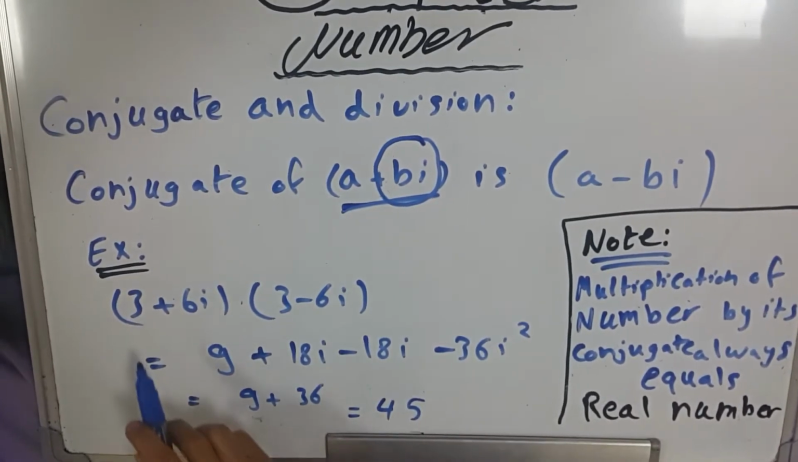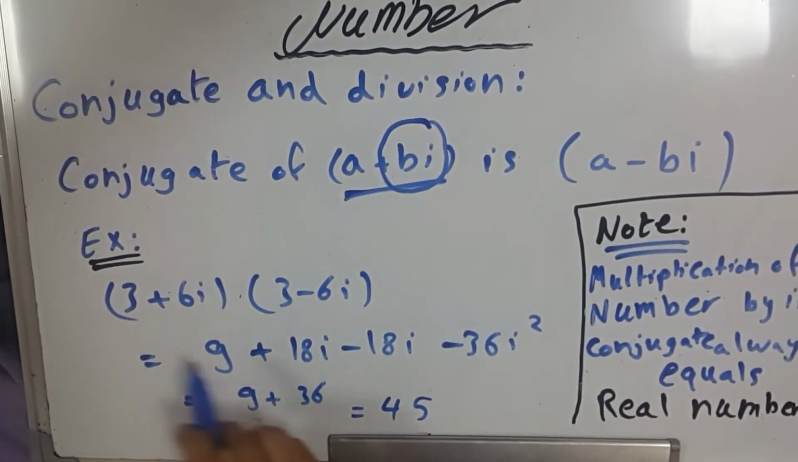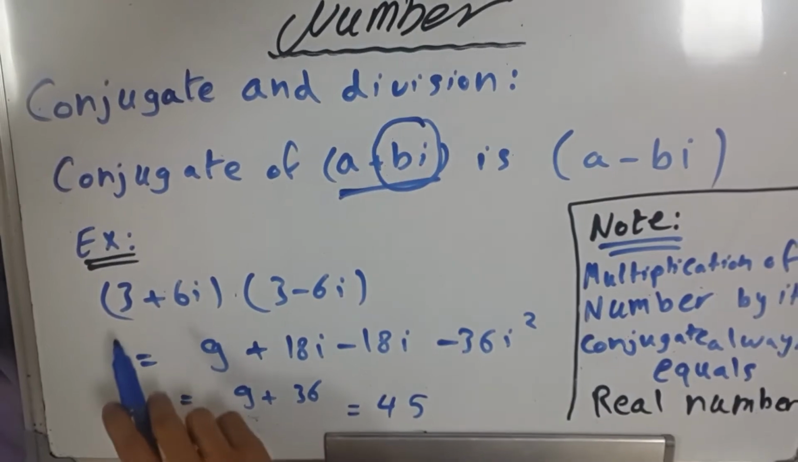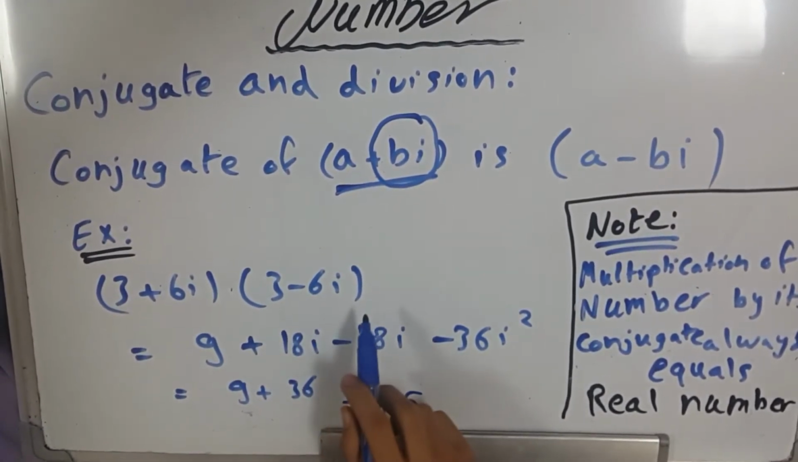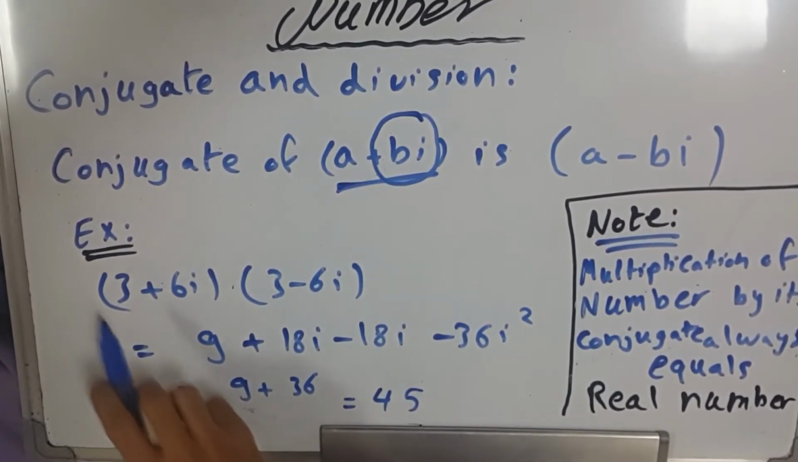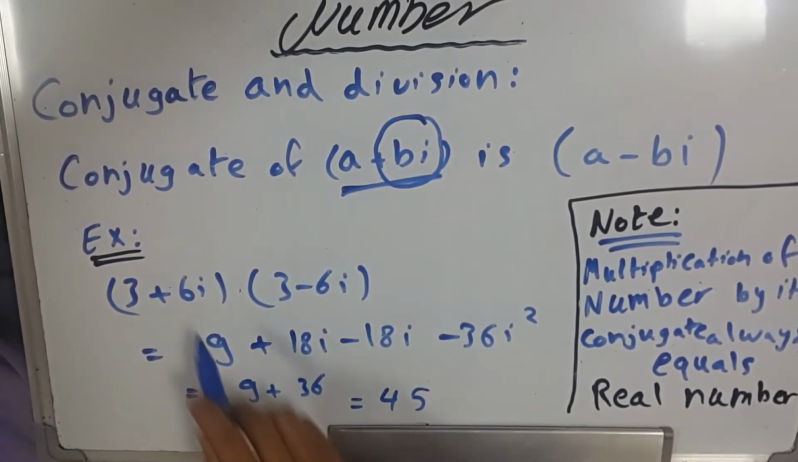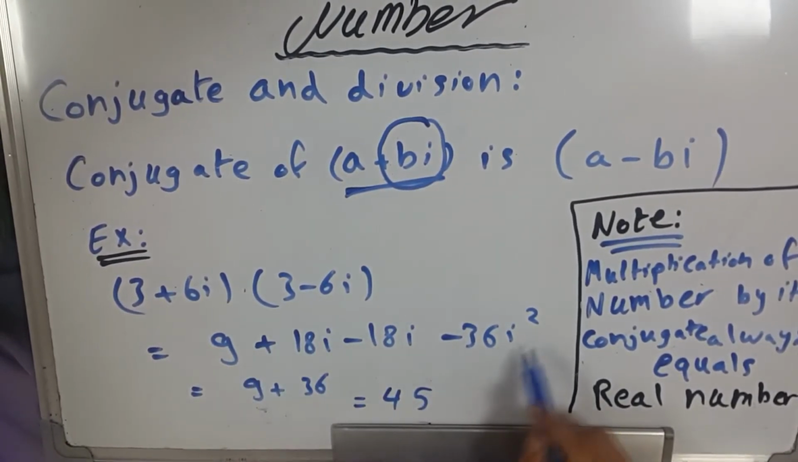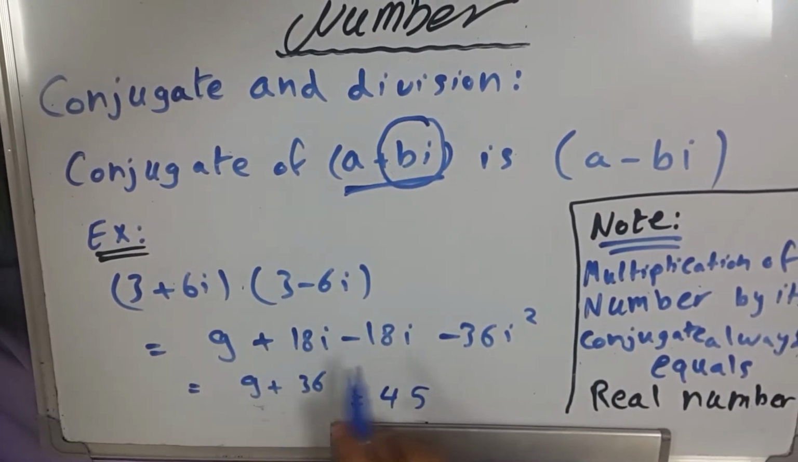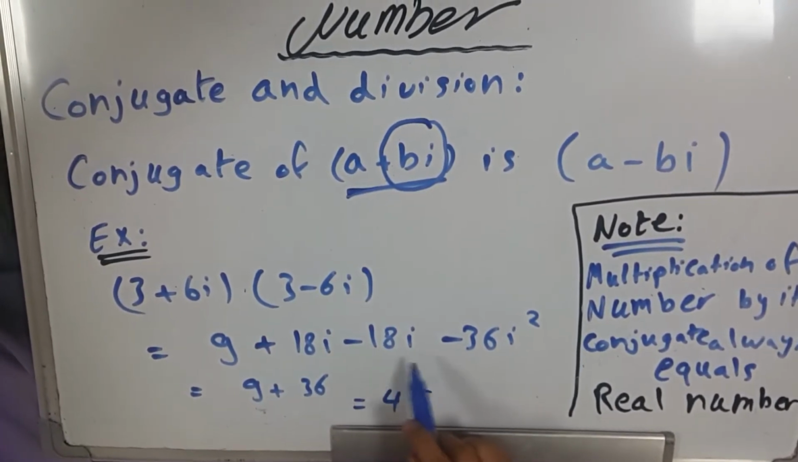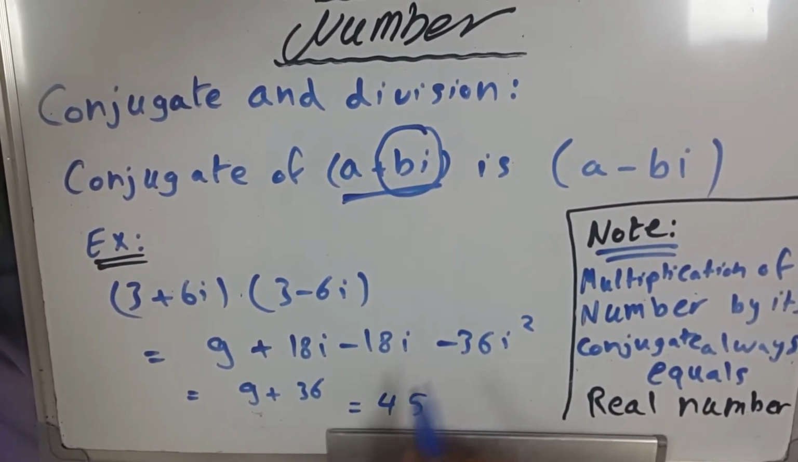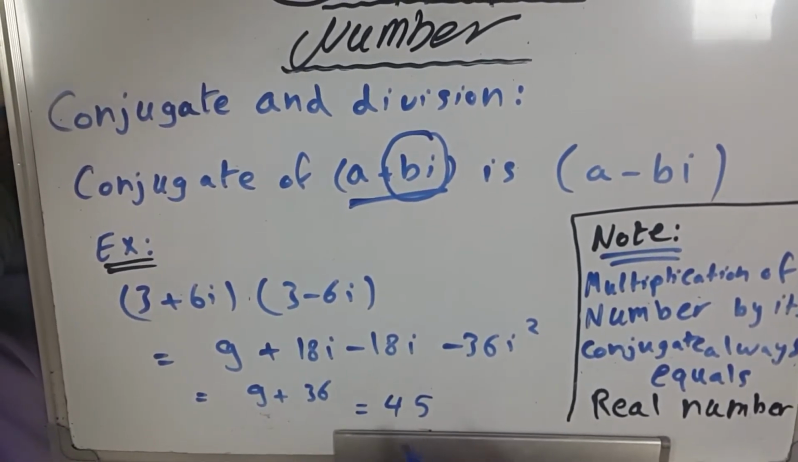For example, we have here 3 plus 6i, and we want to multiply it by its conjugate. So first we get the conjugate, which is 3 minus 6i, and we will start to multiply. So the first term times the first term equals 9, final times final equals negative 36i squared, and the middle terms we will get positive 18i minus 18i, which will cancel each other. At the end we will get 9 plus 36, which equals 45.